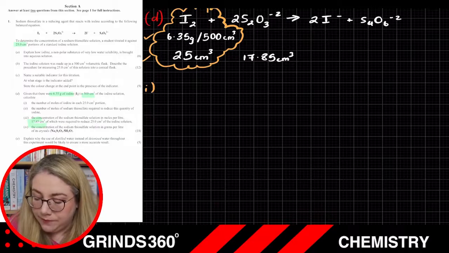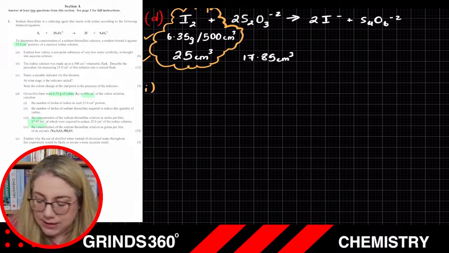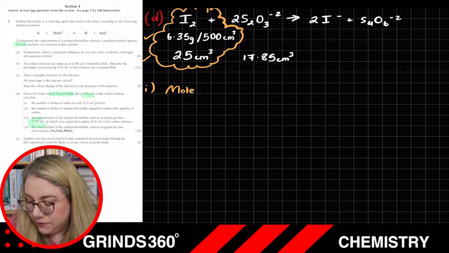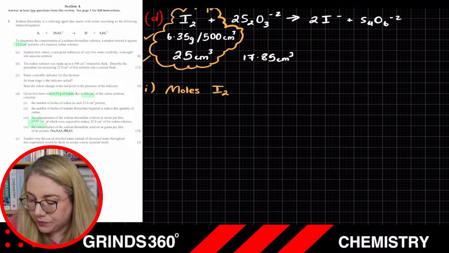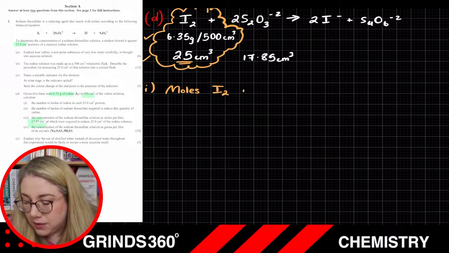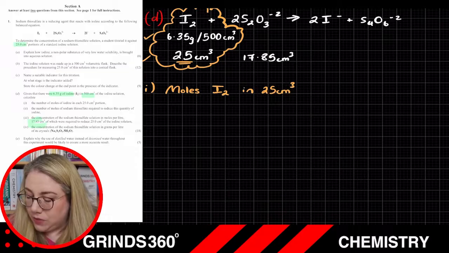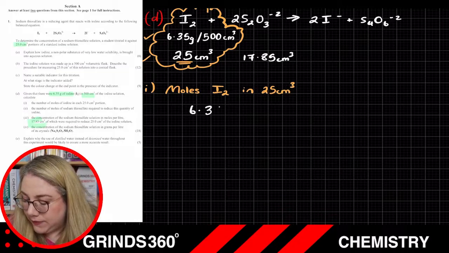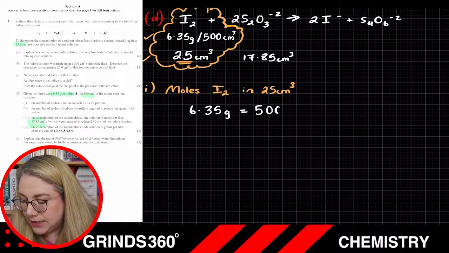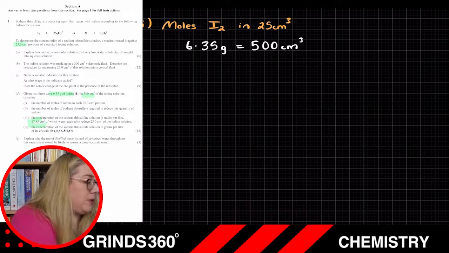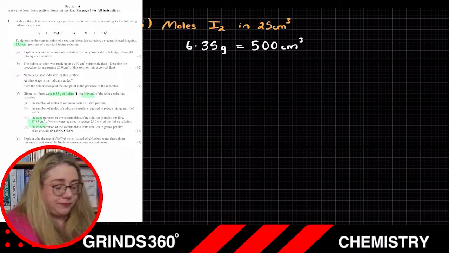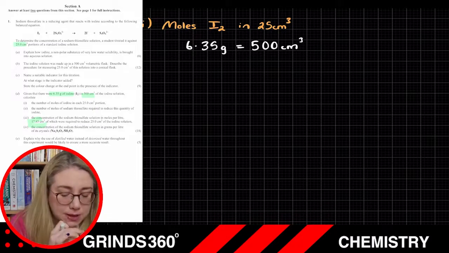So in part 1, where it's asking us to find the number of moles of I2 in the volume that you used, 25 centimeters cubed. Now your concentration, we have 6.35 grams of iodine in 500 centimeters cubed of solution. Then we're going to have to work out how many moles are in 25 centimeters cubed.